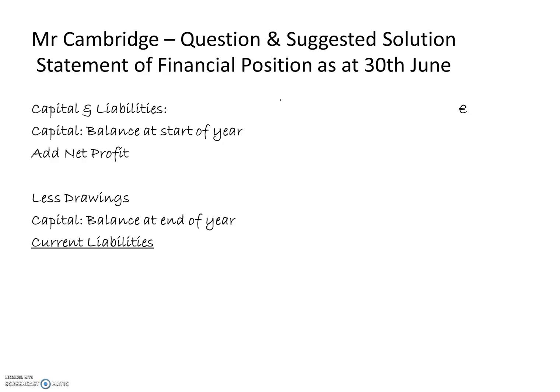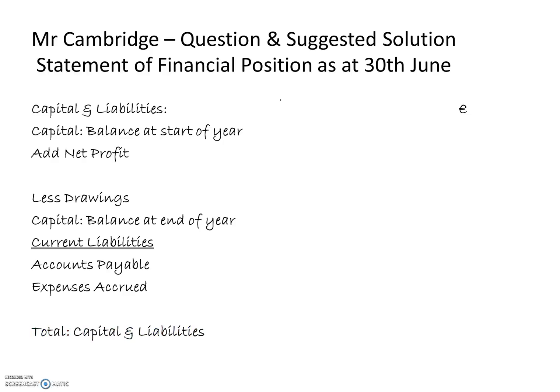I will then list my liabilities. I'll have my current liabilities, which will be the accounts payable and the accruals. In this particular question, there are no long-term liabilities. So in other words, we won't have a little heading for non-current liabilities. There are no long-term loans. So therefore, when we have all those in, we get the total of capital and liabilities.